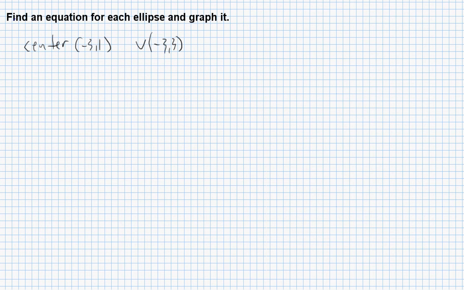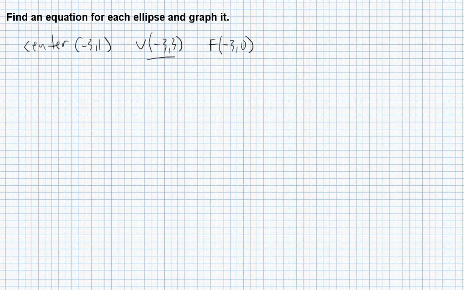And we're going to be given that one of the focal points is (-3, 0). There's two, but that's one of the two. Okay, now keep in mind that the vertex means the point where the ellipse intersects the major axis. That gives us the location of the major axis.